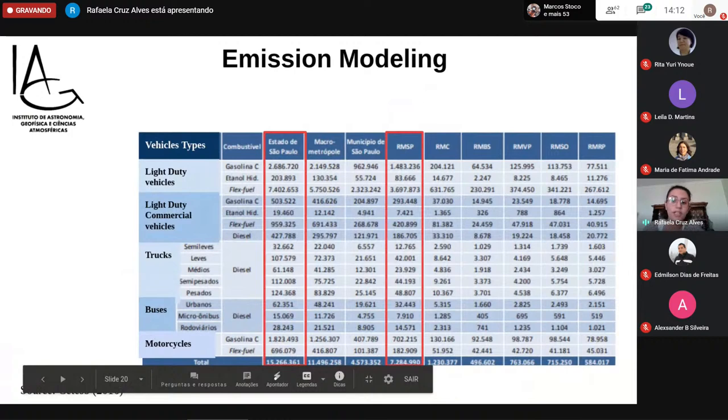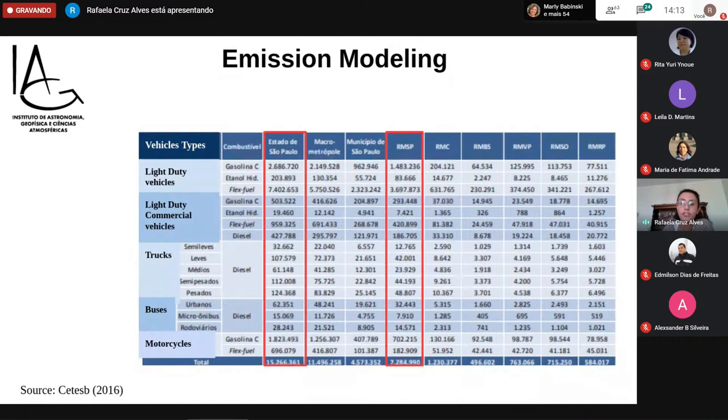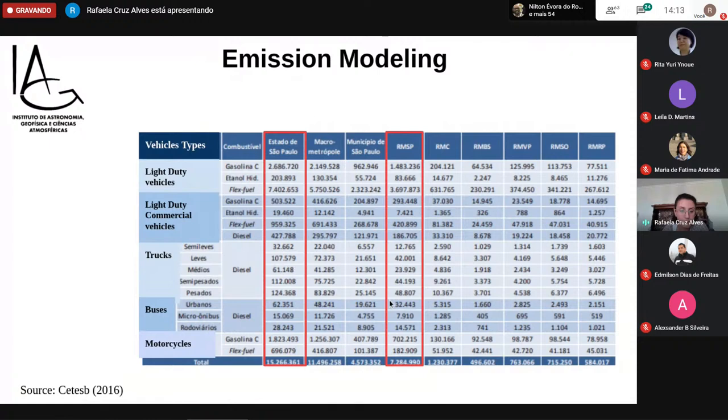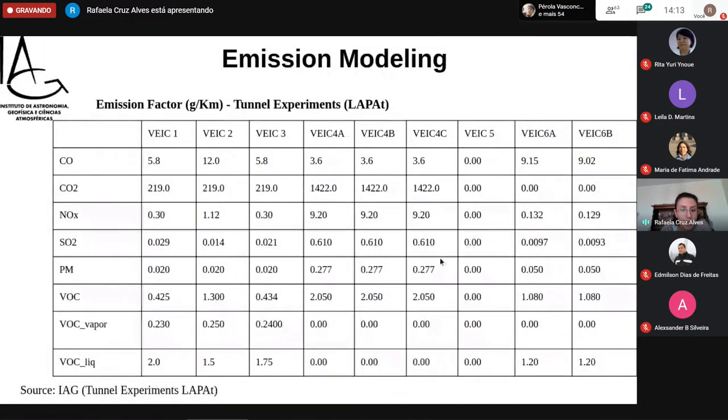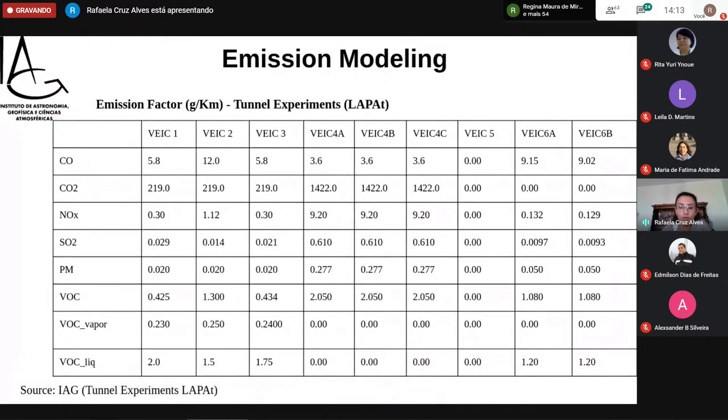This table was obtained from the last annual report of vehicle emissions of CETESB, the Environmental Company of the State of São Paulo. It shows an estimate of the number of vehicles that circulated through the state and metropolitan regions. It should be noted that half of the total vehicles circulating in the state of São Paulo are in the MESP, which represents only 3% of the Paulista territory. This table shows the emission factors obtained through tunnel experiments carried out in São Paulo that are used to estimate total CO2 emissions.